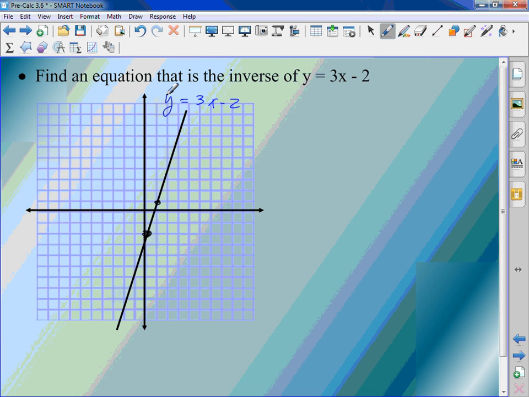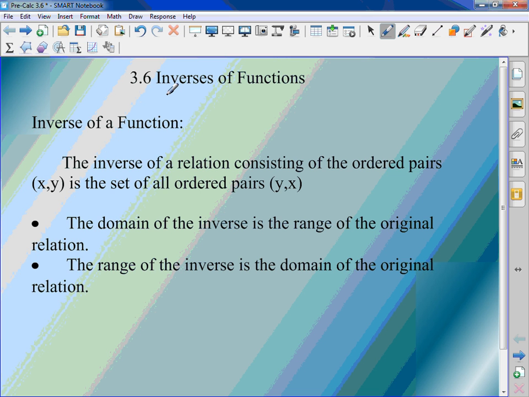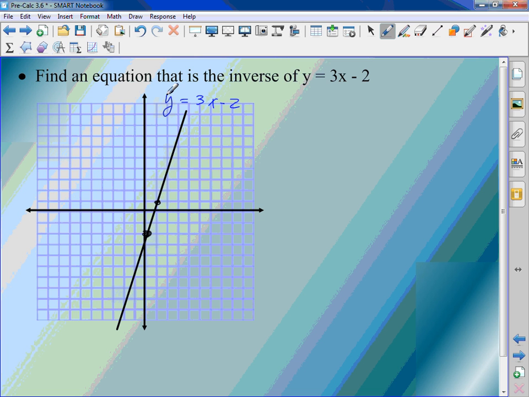What does the inverse do in general? The inverse in general switches the x's and y's. So for this, I'm going to switch the x's and y's. So y becomes x, x becomes y. Can you graph that as is? No, what do I have to do? I have to rearrange it into slope-intercept form.